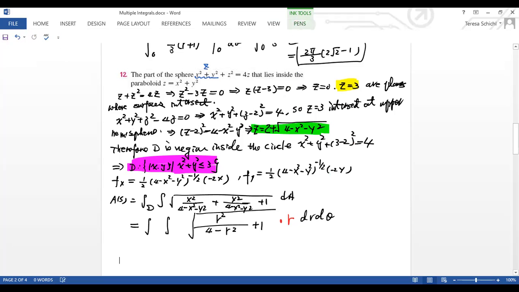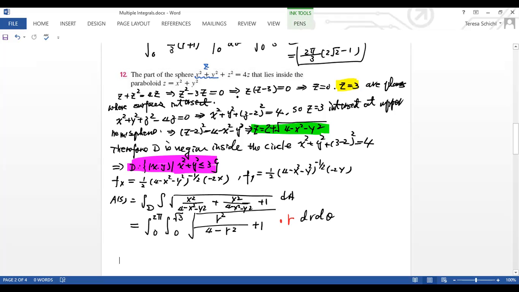Okay, so because I'm integrating over this circle, what is the r here will be? The r here will be from 0 to the square root of 3. And then the theta, right? The theta is 0 to where? To 2 pi here. Okay, all right. So now let's take a look.